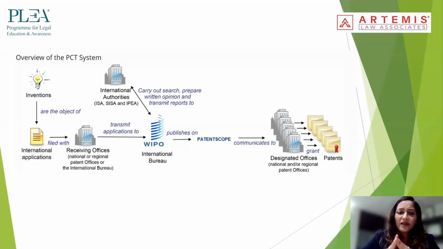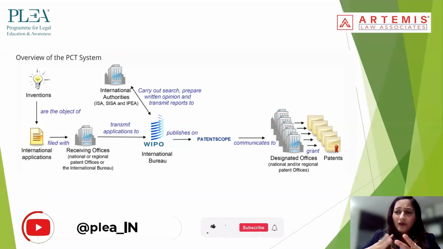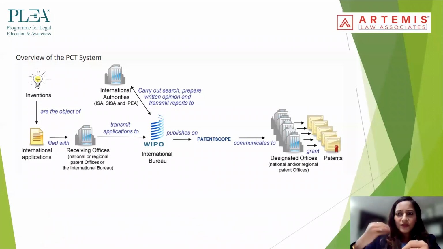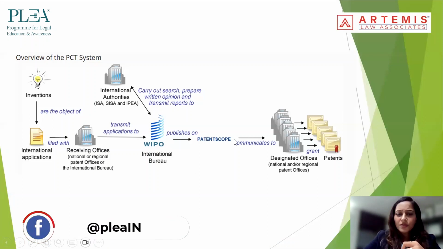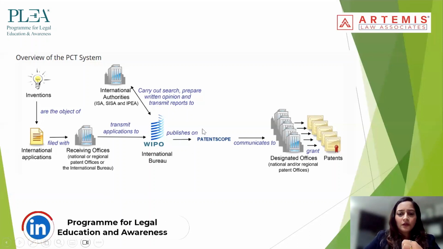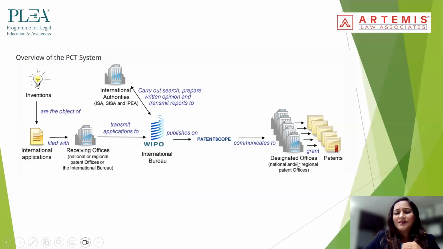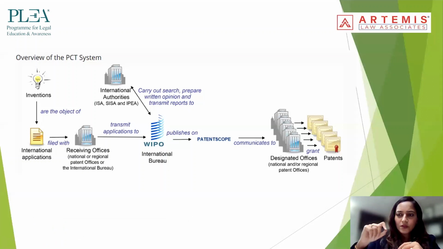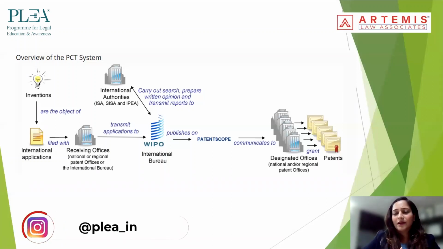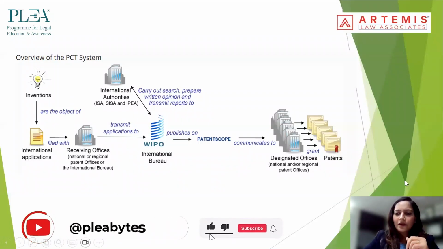So you get to know where you stand exactly, whether your idea is really novel or not, whether it is really inventive or not. Depending on that, you can take a call whether to proceed ahead with filing in those particular geographies or not. Once WIPO publishes, on something called PatentScope, your data about the PCT application is published. Then the designated offices, the national offices where you have chosen and tick-marked those boxes for those geographies, come to know about your application that has been filed, and they will do the examination and then grant the patent. So this is the overview of the PCT system.